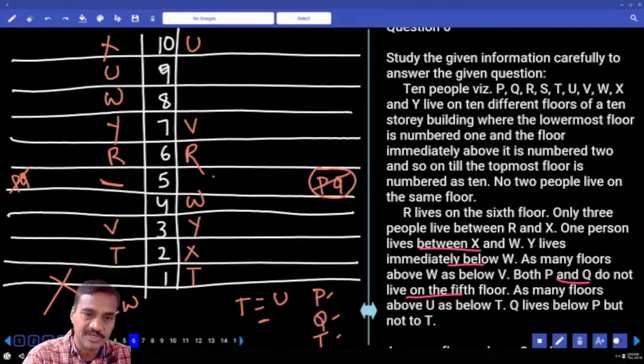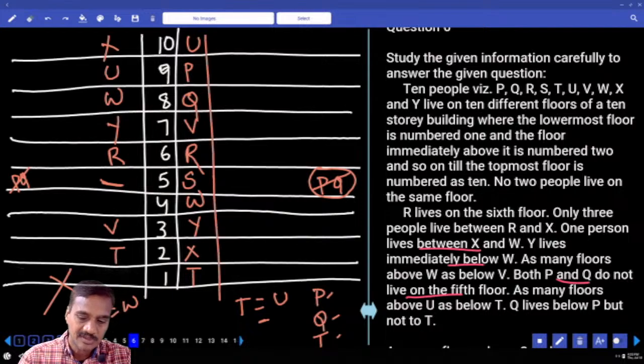U is here, P and Q must be in the first 2, and P is above this Q. Then who is left over here? S is left over. Now this is the final arrangement we have for questions 6 to 10. Clear?